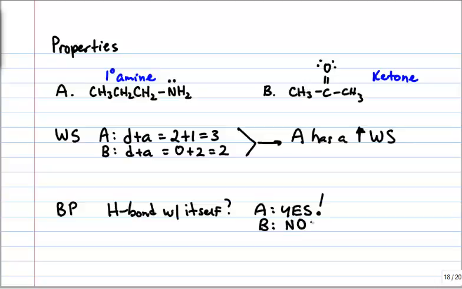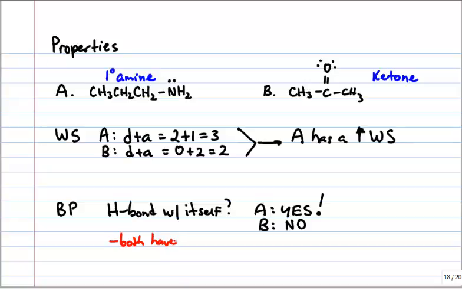Absolutely not. No. Now, the other factor is size. How big is the molecule? Again, the rule is the larger the molecule tends to be, the higher the boiling point. Well, both of these molecules, A and B, have the same number of heavy atoms. That is, how many non-hydrogen atoms?